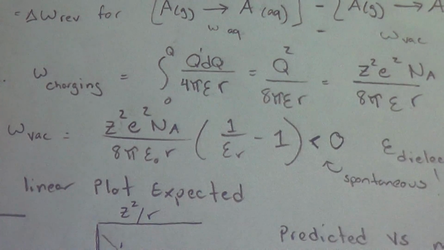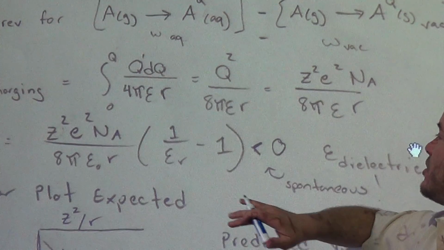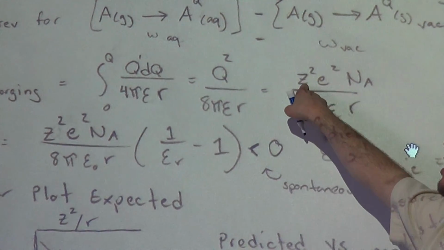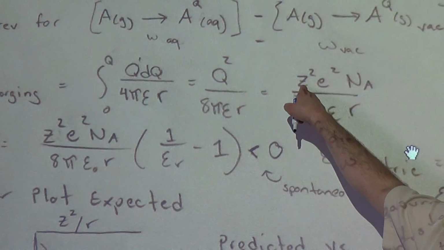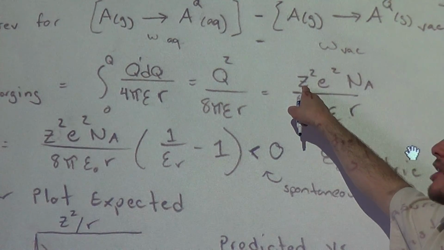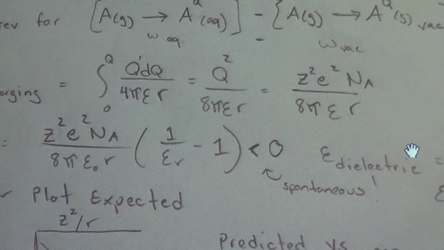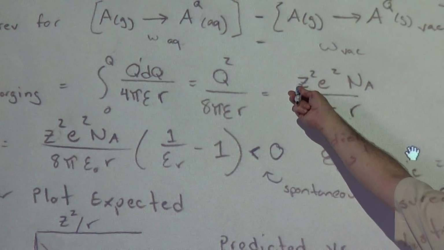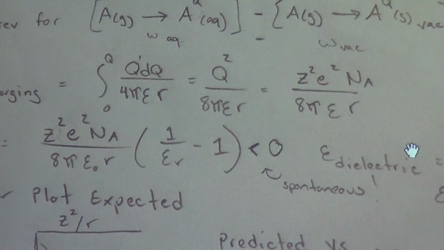We end up with the term q squared over 8 pi epsilon r after we take that integral. Q is the charge on the ion. That's going to be Avogadro's number times Z, which is, if it's a doubly charged ion, Z is 2. If it's a triply charged ion, Z is 3. And then e is the Coulomb charge, the charge on a single electron. So Q is Z times e, and we end up multiplying that by Avogadro's number.